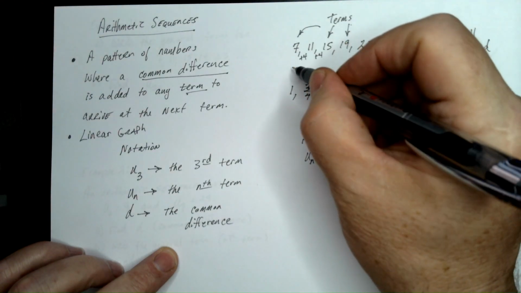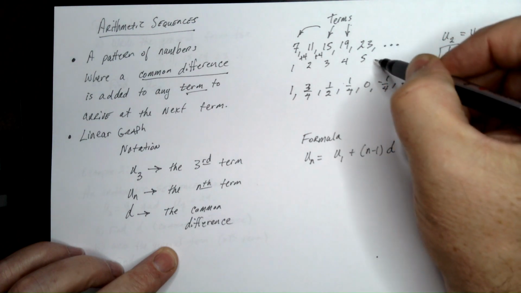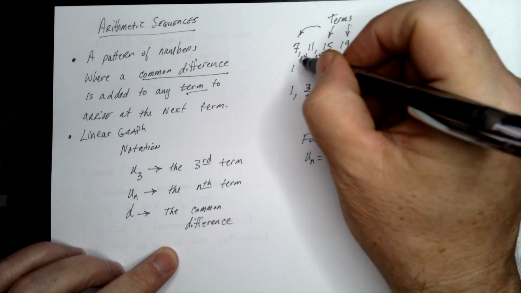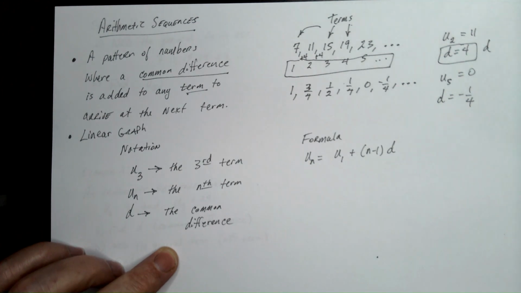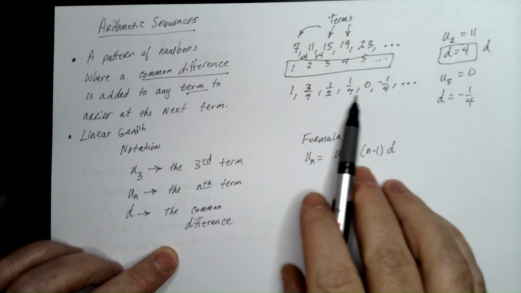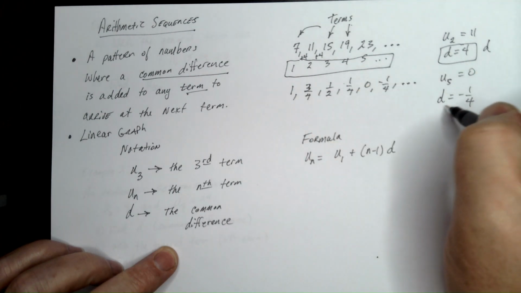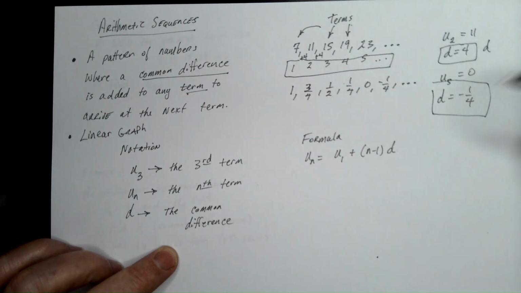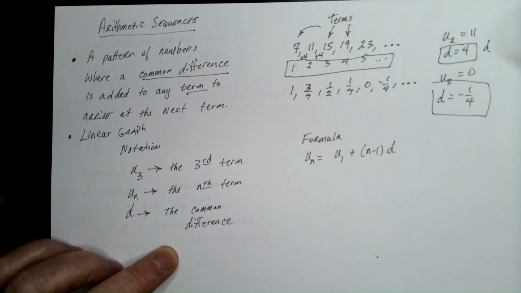Now the terms: this is the first term, that's the second term, third, fourth, fifth, and so on, right? So the terms are the individual numbers in the sequence. Another example is 1 3/4, 1/2, 1/4, 0, negative 1/4. So here, the common difference is negative 1/4 because you're going down by 1/4. So you're adding a negative 1/4 to each term to arrive at the next term.